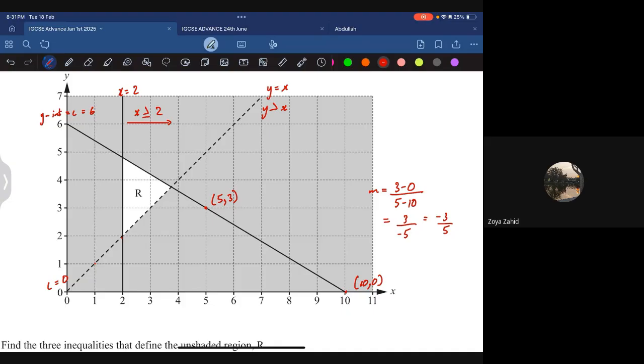So if your gradient is minus 3 over 5 and your y-intercept is 6, can I simply write down my equation as y is equal to minus 3 over 5x plus 6? Because I'm writing it down in the form of y is equal to mx plus c. Clear? And you're shading below the line. So if I'm shading below the line, and it's a full line, not a dotted line, it's going to be y less than or equal to minus 3 over 5x plus 6.